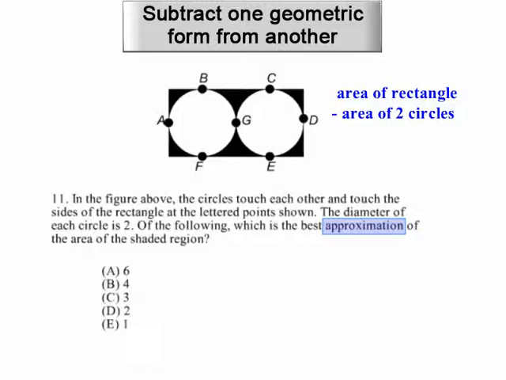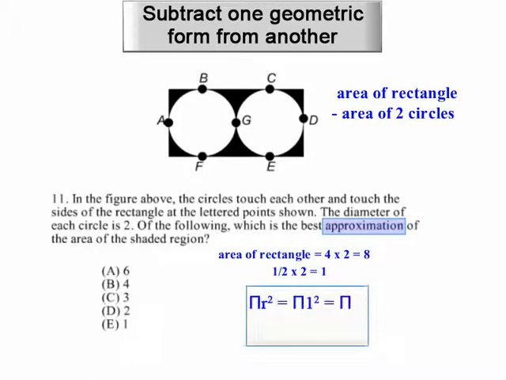Well, if the diameter of each of the circles is 2, the width of the rectangle is 2. The length of the rectangle would be the diameter of two of the circles, which would be 2 times 2, or 4. So the area of the rectangle is going to be 4 times 2. It's going to be 8. If we look at the circles, we see that if the diameter is 2, the radius would be 1/2 of the diameter. So 1/2 of 2 is 1. That tells us the radius is 1.